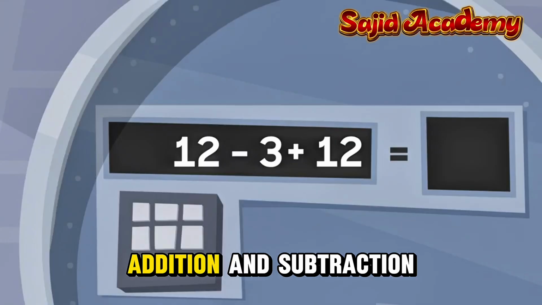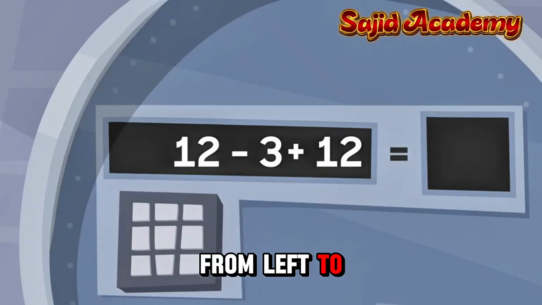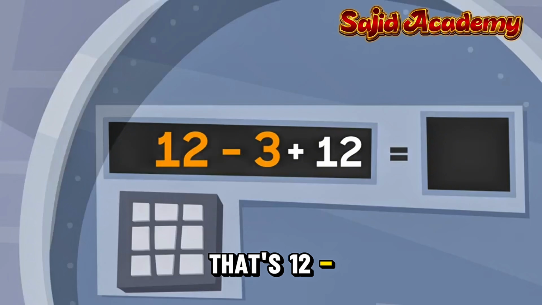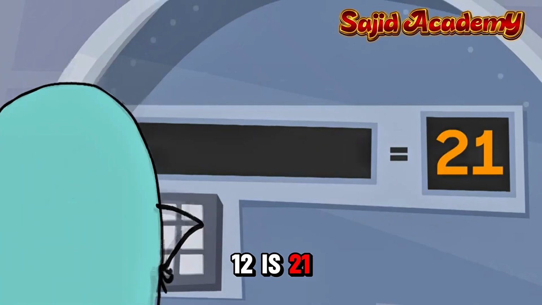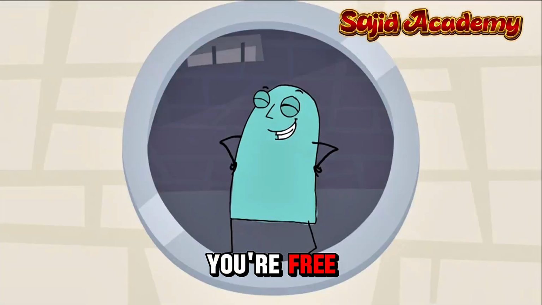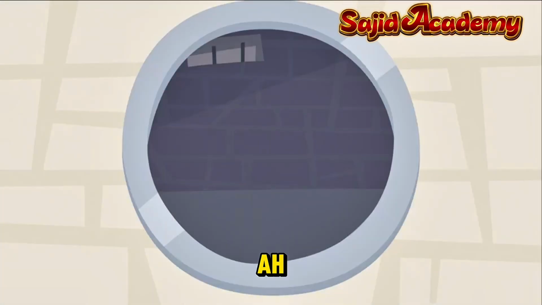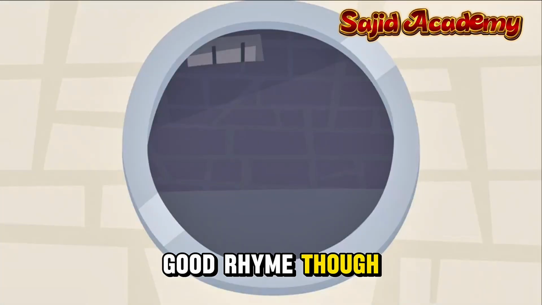Okay, addition and subtraction. From left to right, that's 12 minus 3, which is 9. Then 9 plus 12 is 21. We did it! You're free! Good rhyme, though, right?